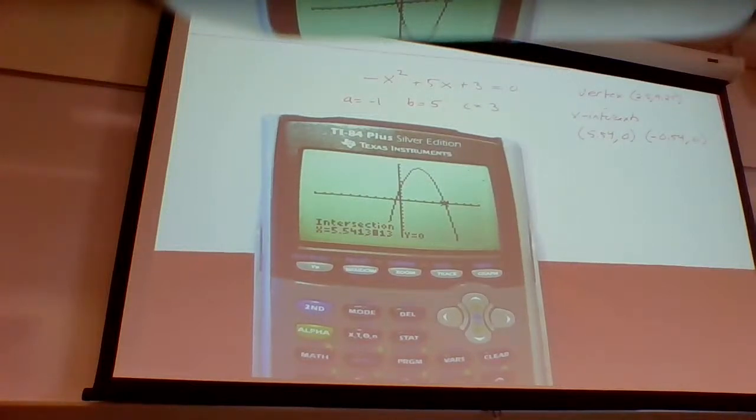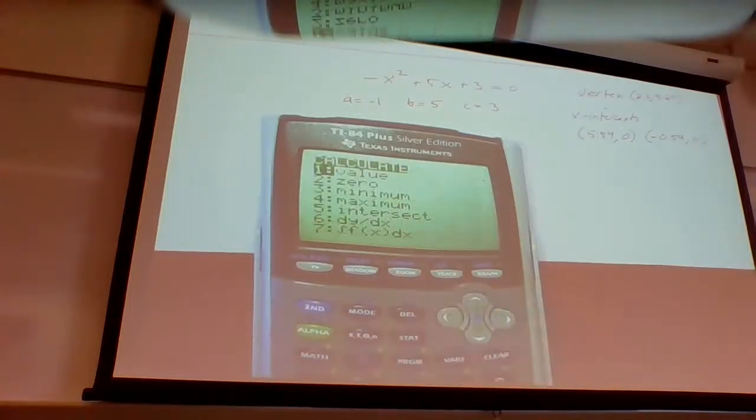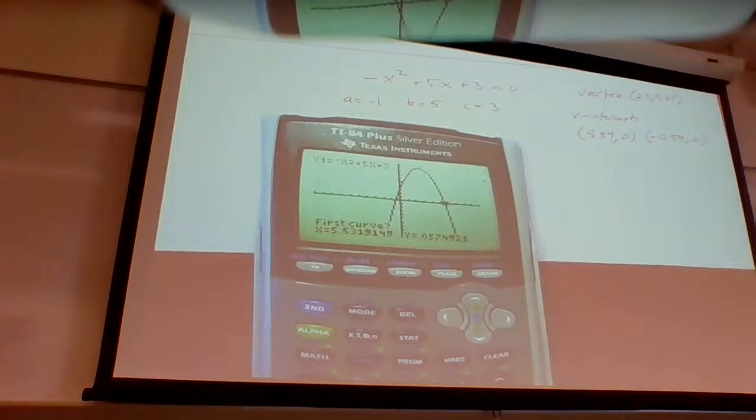5.54, comma 0. How do you find the other one? Second trace, number 5, but it's going to keep finding the same one. So what do I have to do? Move it over, left, left, left, left, left, left, left. Move it over to the other side. Once it's closer to the other one, then what? Enter, enter, enter 3 times. Have we gone over all this?